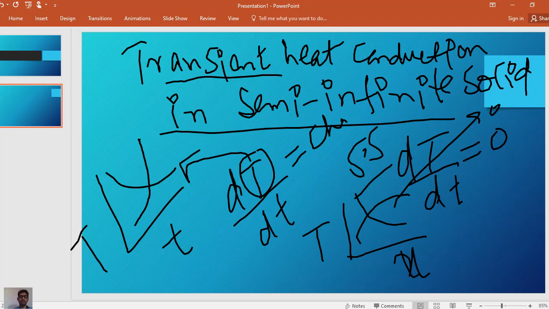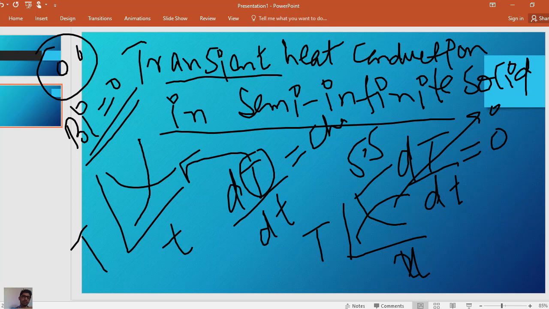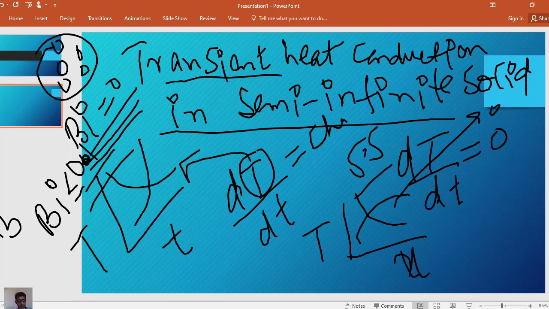We have also discussed the lumped system and the Biot number. We said that for a complete lumped system the Biot number is 0, because the temperature was constant at every point in the lumped system. We also discussed the criterion for a lumped system, that the Biot number should be equal to or less than 0.1.